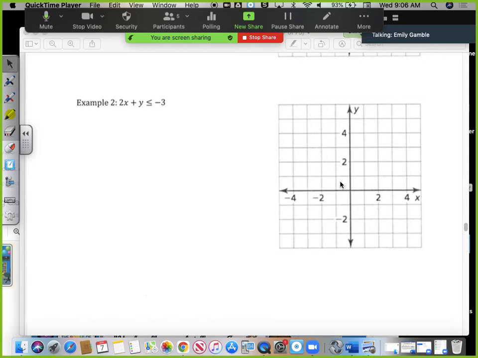All right, so we are going to go over the answers. So example 2, to graph this inequality, the first thing you're going to do is solve for y. And when you do, you'll get y is less than or equal to negative 2x minus 3. That means you will start at negative 3 down here, and we run out of room, so I'm going to go up 2 to the left 1. This is a solid line.